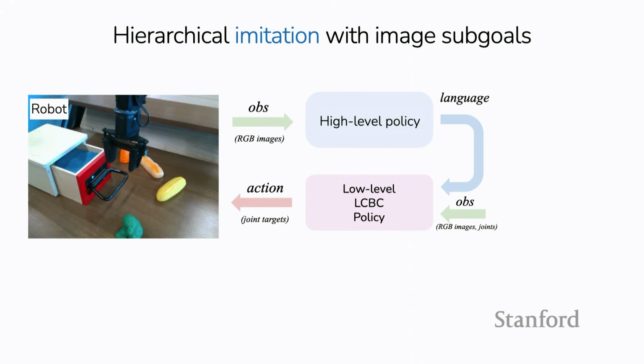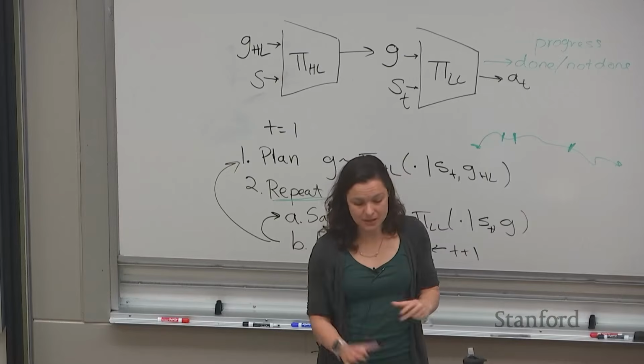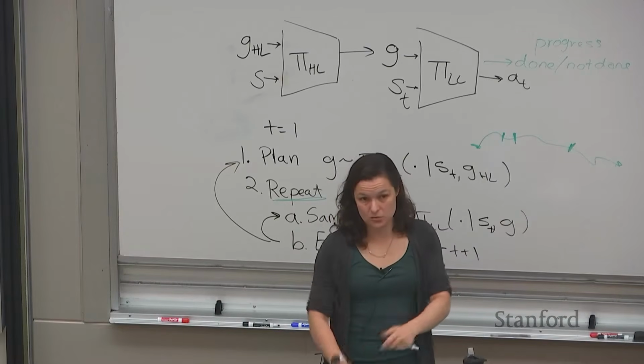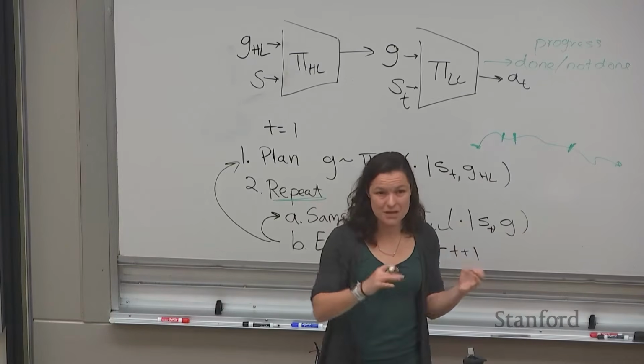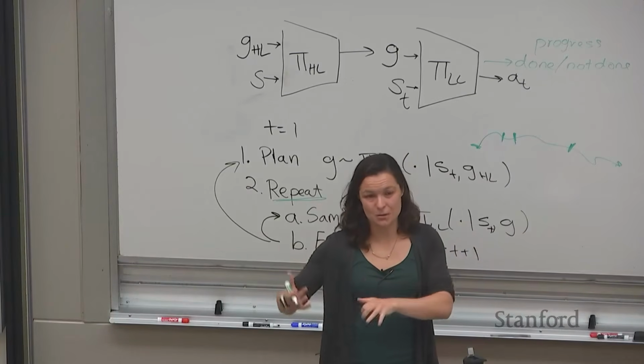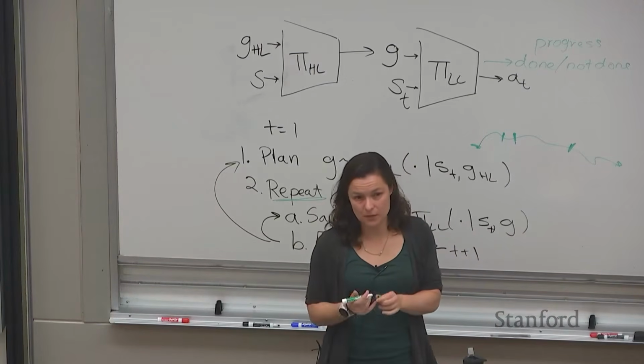What this would look like is, instead of having the high level policy output language, you would output a goal image. It's kind of an image of what I want you to accomplish in the future. In practice, you can use a generative model, like an image editing model, to do this, that takes as input the image at the current step and then edits that to look like an image at a future time step that you want the robot to achieve.